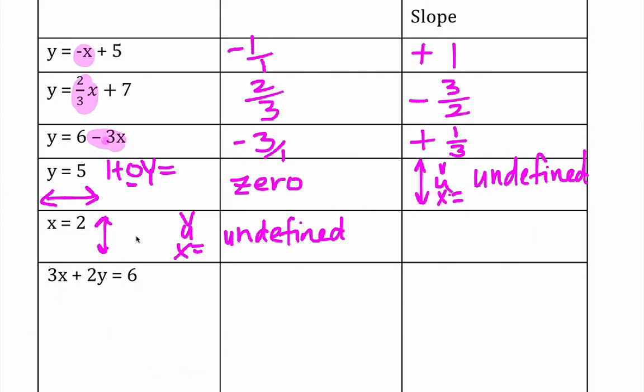Okay, so if I want to make it perpendicular to a vertical line, I know I'm going to need a horizontal line. And a horizontal line has 0 slope.